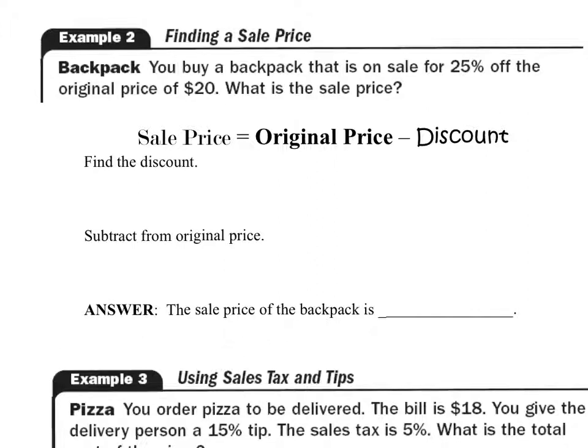So here in this problem, the backpack's 25% off. Now, we're going to solve this very similar to the way that we just did the markup. The difference is here that we actually have to subtract the discount instead of add it because it's getting taken away from the price instead of added on. So in this problem here, we know that the original price is $20 and we need to figure out how much the discount is. So we need to find 25% of $20 or 25% times 20.